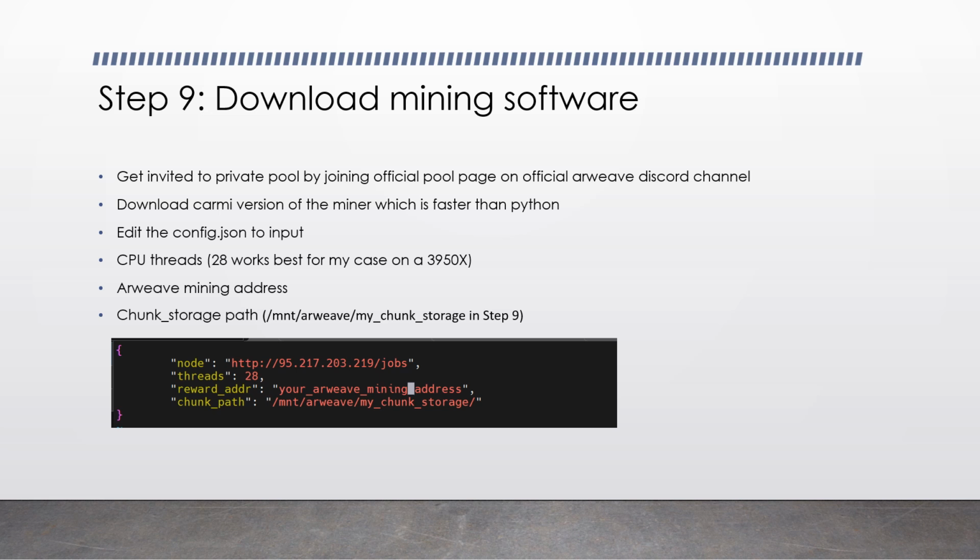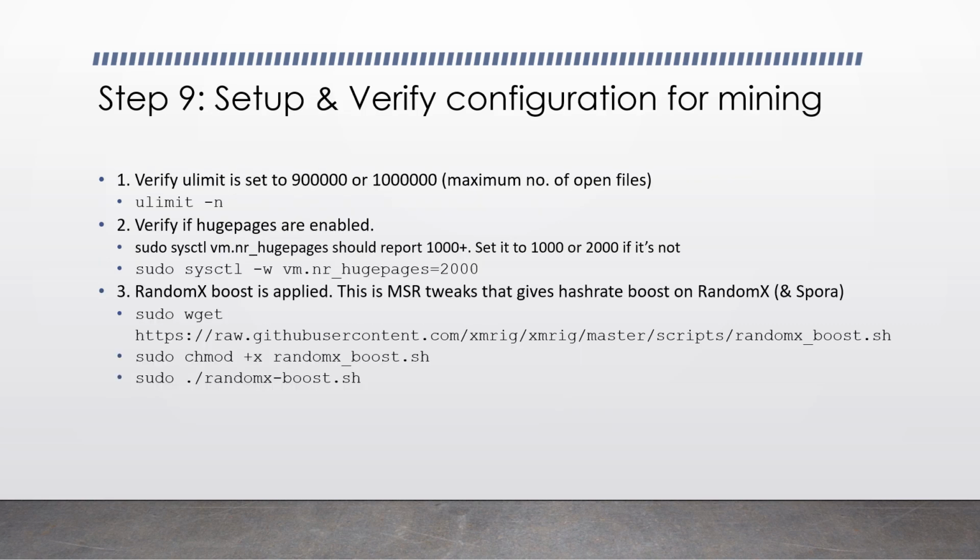Now, assuming you have already set up an account with the pool Kronenbourg and downloaded the Kronenbourg miner, going forward, for simplicity, I will refer to it as kminer. Now let's check some of the prerequisites required to run the kminer, which is the ulimit has to be set to 900,000 or a million. You can verify it by running the command ulimit -n.